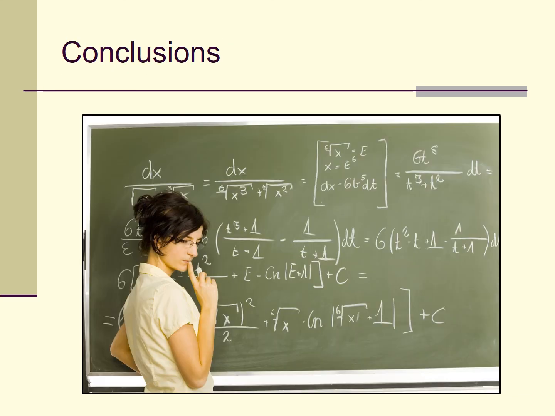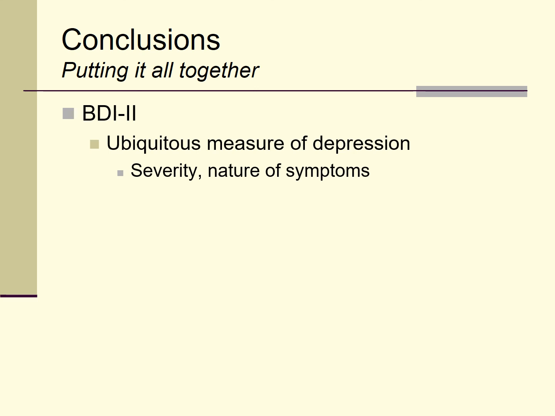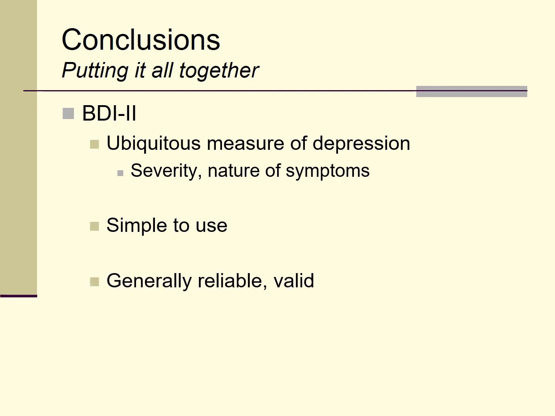So, conclusions. What can we make of all of this? Well, the Beck Depression Inventory, 2nd edition, is a ubiquitous measure of depression that gives us some information about the severity and the nature of symptoms. It's simple to use, of course, and it's generally quite reliable and valid. I talked about that a little bit in my last lecture, and I know that saying phrases like, well, it's valid or well, it's reliable is glossing over a lot of nuance and detail, but generally speaking it is. You look at a lot of literature and you find a lot of support for the use and the appropriateness of the BDI-II in a lot of different settings and applications, especially those that involve screening.